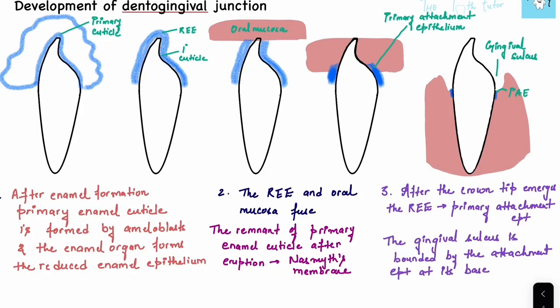So moving on with the development. The oral mucosa and the reduced enamel epithelium fuse together, and then the tooth keeps erupting. After the crown tip emerges out of the oral mucosa, this reduced enamel epithelium is now called the primary attachment epithelium. You will notice that it has shortened; it gets really short and condensed, and is called primary attachment epithelium after the tip of the tooth has emerged out of the oral mucosa into the oral cavity.